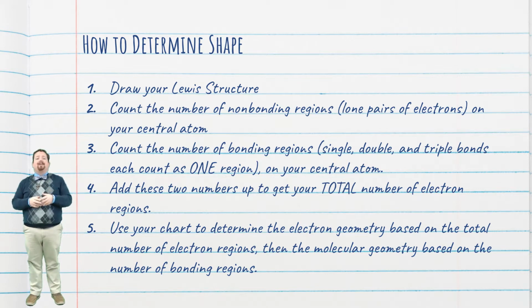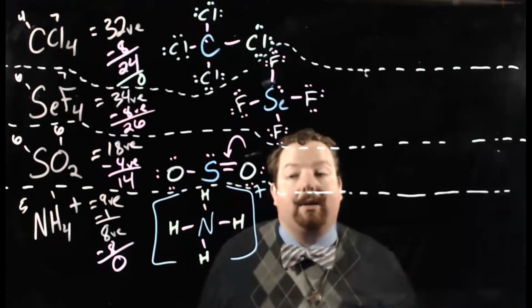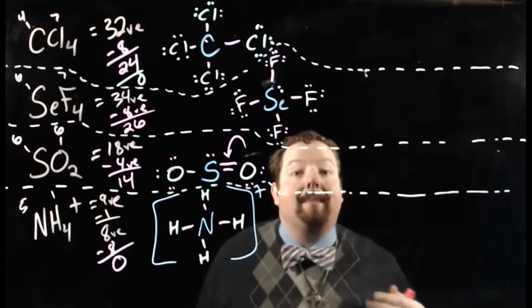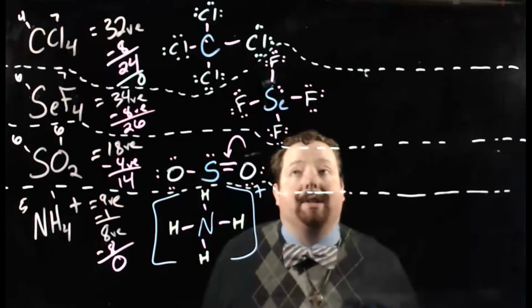So let's take the Lewis structures we already have and compare them to our chart to find their shapes. You need your Lewis structures to find the shape of your molecules. Conveniently, I already have these here, so we'll just use these. The first step is to count up your non-bonding regions around the central atom. In other words, how many lone pairs of electrons are on your central atom.